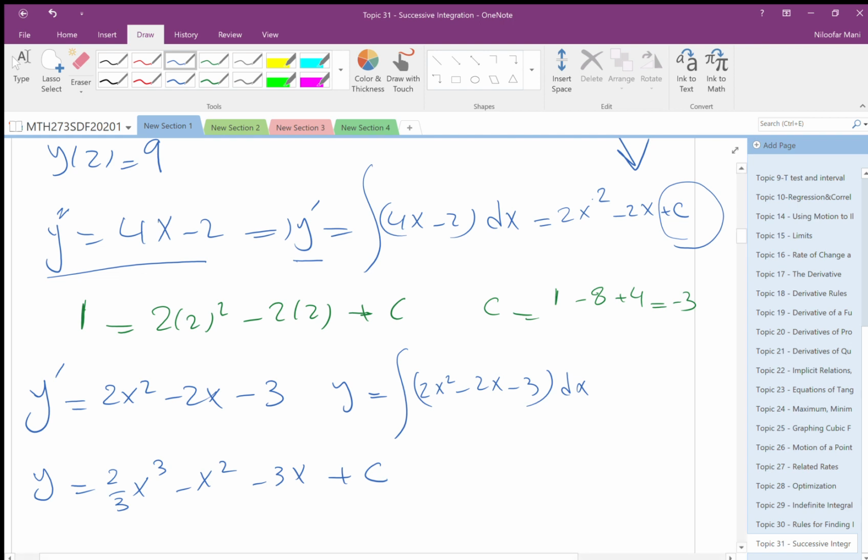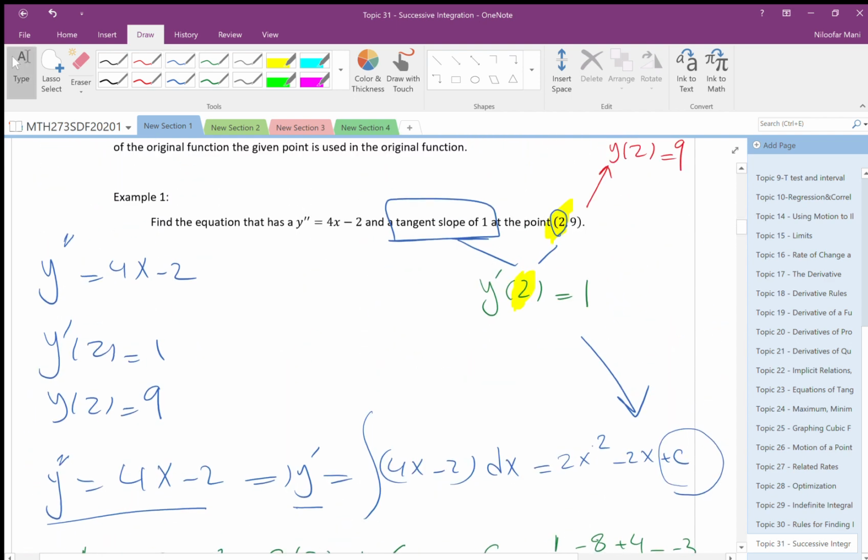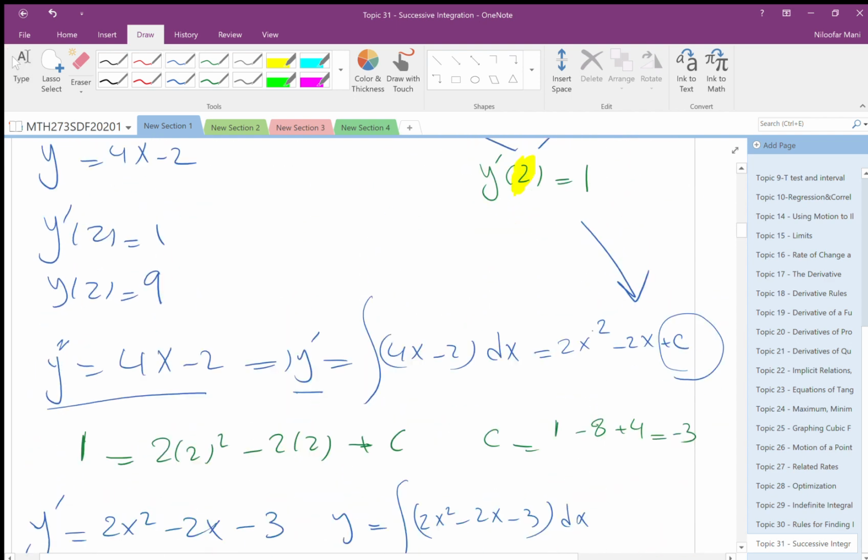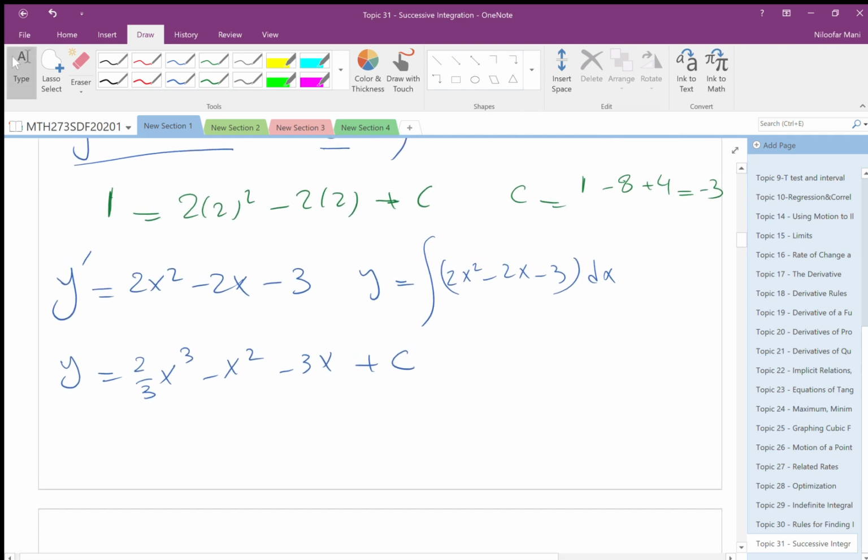So how do I find the second C? I have to check this point: y at 2 is 9. So I put 9 here, and I put 2 over 3 times 8 minus 4 minus 6 plus c, and then I can find this c. So I have 9 minus 16 over 3 minus 10, so it's plus 10. And am I right here? Yes, it's 19.